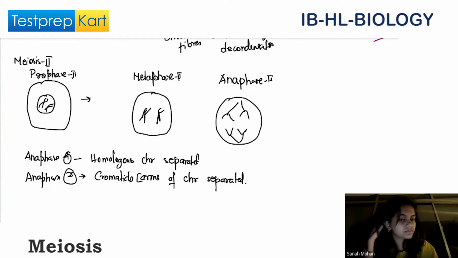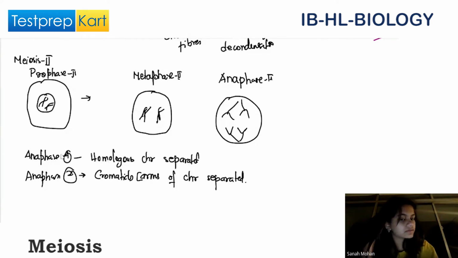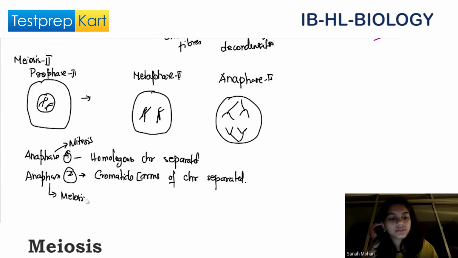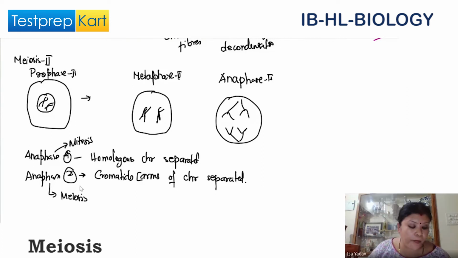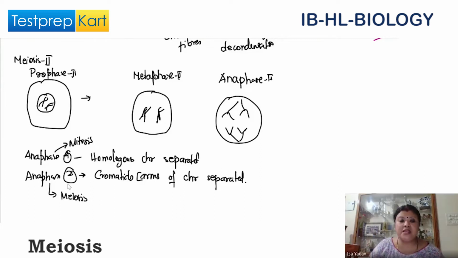See, have you understood the difference between the anaphase of mitosis? This is what we said. This is anaphase of mitosis. This is anaphase of meiosis. See, any doubt here? In anaphase 1, homologous chromosomes separate. And in anaphase 2, chromatids, arms of the chromosome, separate.